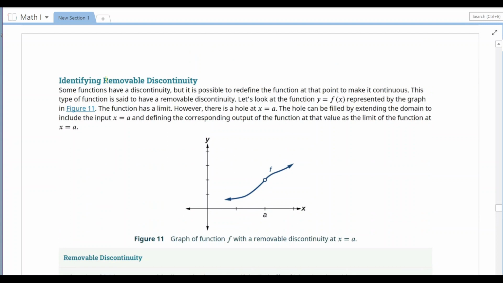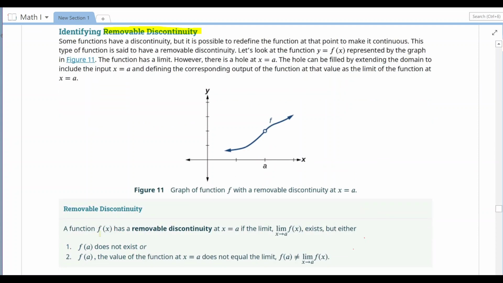How about removable discontinuity? This graph here shows an example of a removable discontinuity. A function f of x has a removable discontinuity at x equals a if the limit of that function as x approaches a exists, but either the value of that function at x equals a does not exist, or the value of the function at x equals a does not equal the limit of that function. It's not, as shown here.